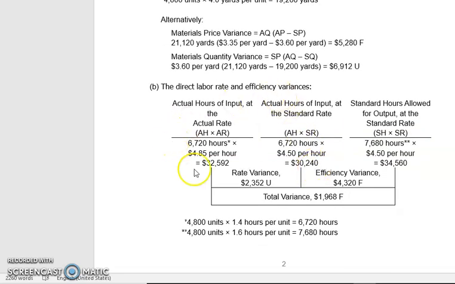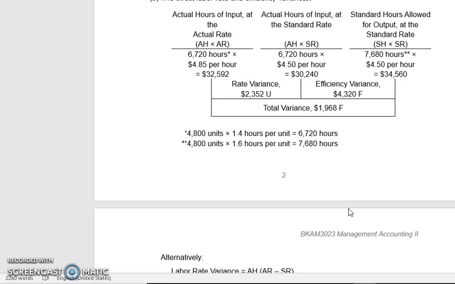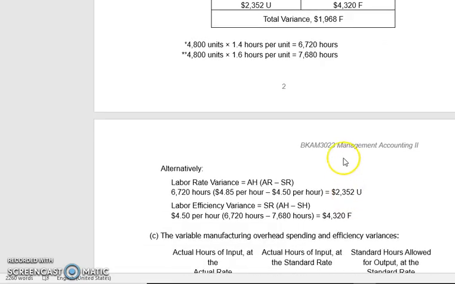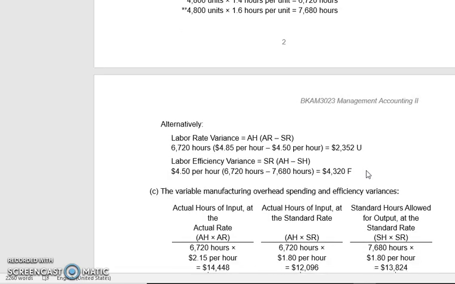So you can calculate like this, or we can do it alternatively. You can use this method: labor rate variance equals actual hours times the actual rate minus standard rate, and you get the value of 2,352 unfavorable. And for labor efficiency variance, we get 4,320 favorable.